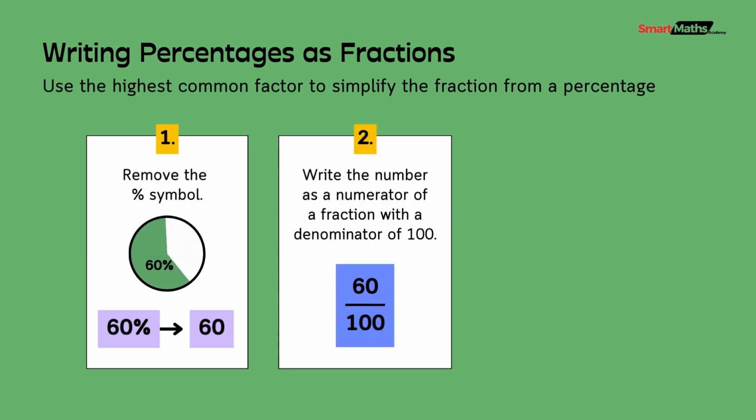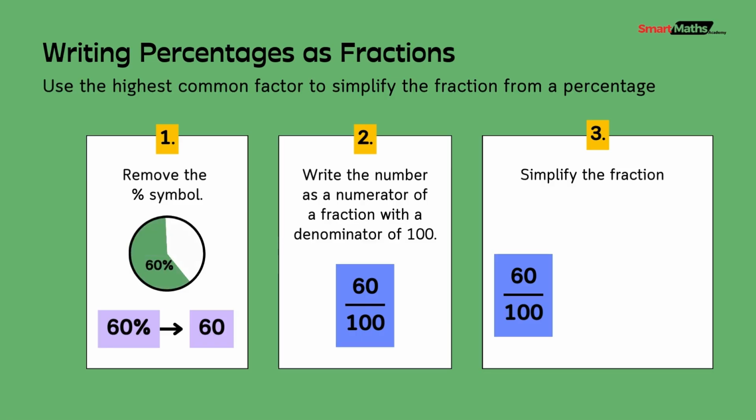After that, write the number as the numerator of a fraction with a denominator of what? 100. So the number that you removed, you now make it over 100. That means 60% is 60 out of what? 100. Having done this, the next step is to simplify the fraction. We have changed it to a fraction now. So 60% is 60 out of 100. Now we need to simplify the fraction to its simplest form.